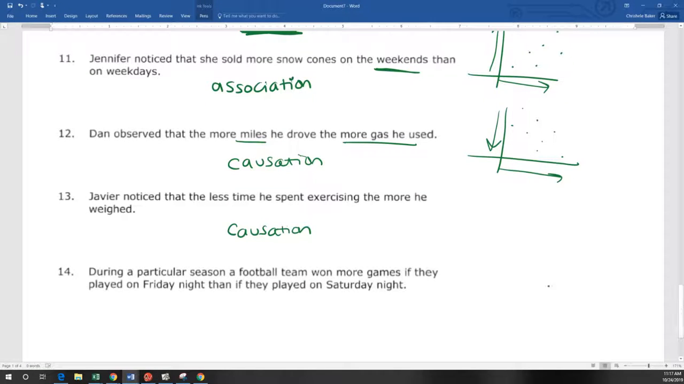During a particular season, a football team won more games if they played on Friday than Saturday. I mean, again, that's just association. Can we prove that that's true? There could be so many different reasons why a Friday night game, they won more than a Saturday night game. We couldn't pinpoint an exact reason and really prove that scientifically.